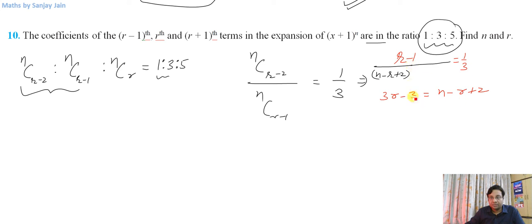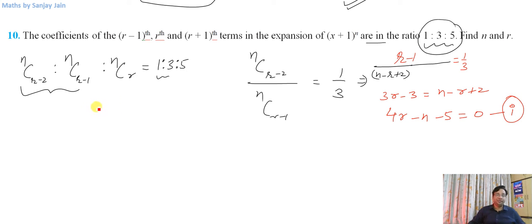So 3r minus 3 is equal to n minus r plus 2, and if I bring this to the left hand side, it will become 4r minus n minus 5 equals 0. This is one of my equations.